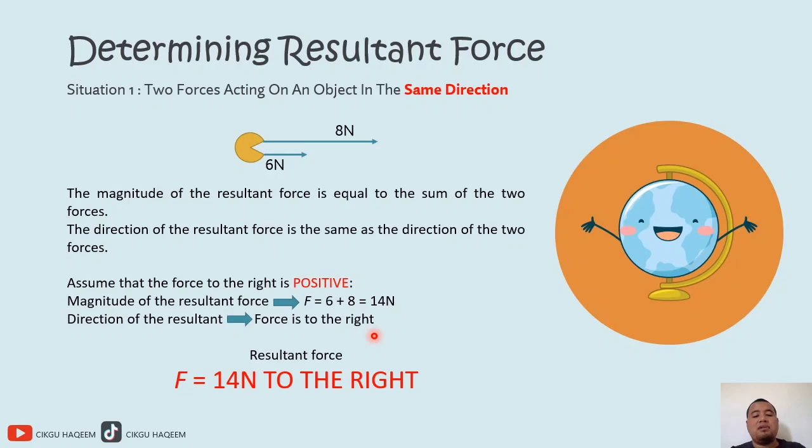How are we going to write the answer for the resultant force in full? So we're going to write 14 Newton to the right. So this one is the magnitude of the resultant force and this one is the direction of the resultant force. Okay.